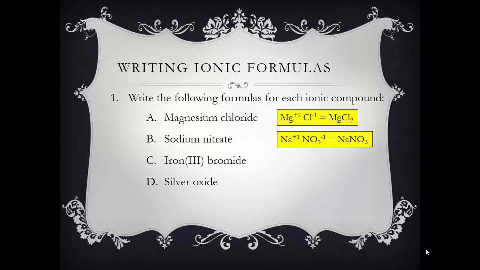Iron 3 bromide, the 3 Roman numeral means it has a +3 charge. So when you do the drop and swap, it's FeBr3.